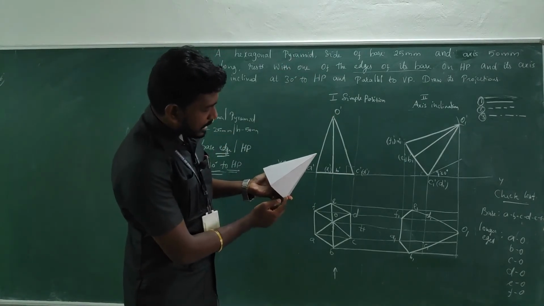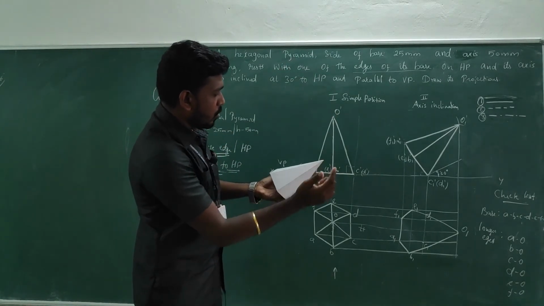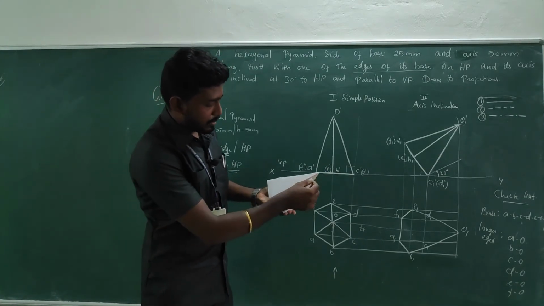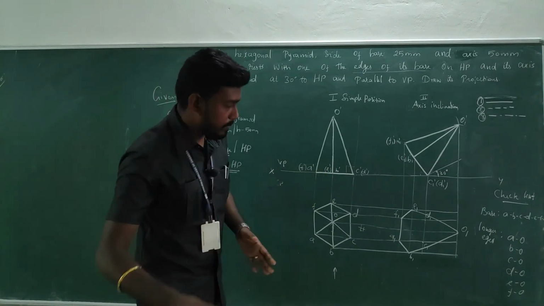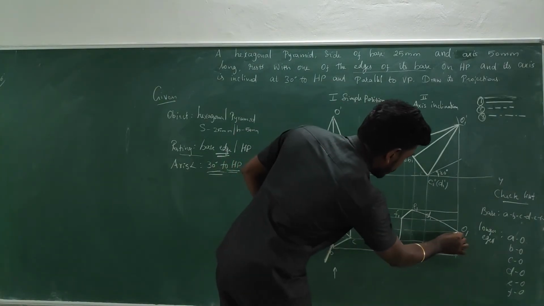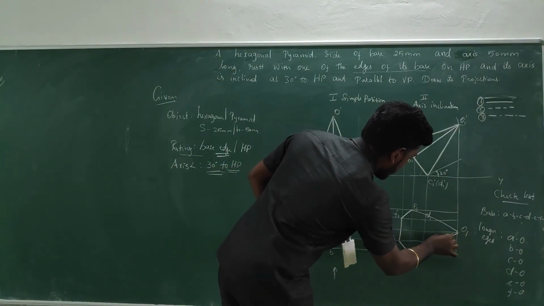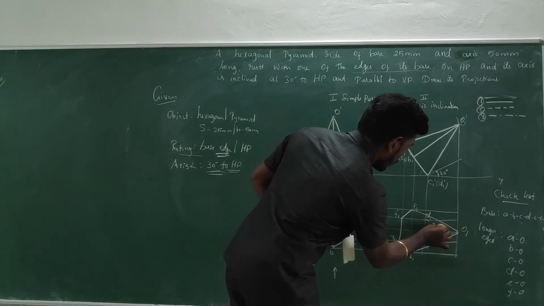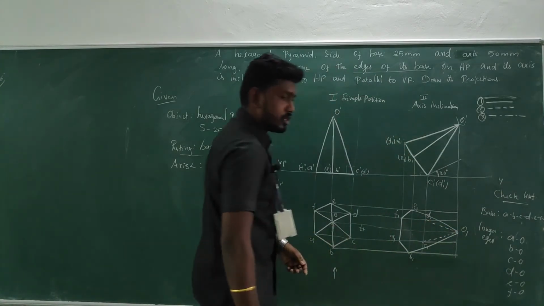So we have to capture these edges C to O and D to O as invisible ones when you come to the longer edge. Okay, so C to O is a dot line and D to O is a dot line.